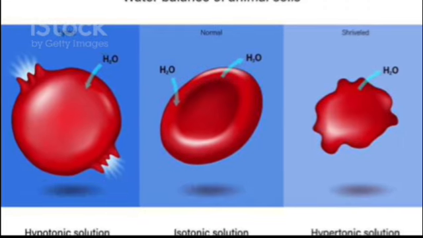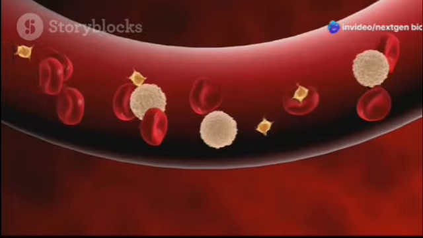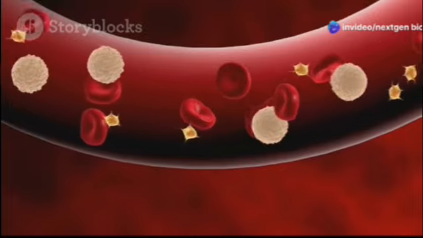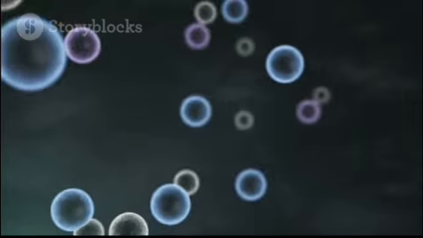Now, when an animal cell finds itself in a solution with low water potential, it loses water by osmosis. This causes the cell to shrink and become flaccid or crenated. So what happens if salt is added? That's a good question.